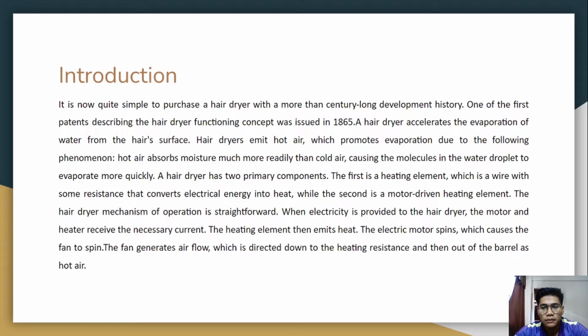The first is the heating element, which is a wire with some resistance that converts electrical energy into heat, while the second is a motor-driven fan. The hair dryer's mechanism of operation is straightforward. When electricity is provided to the hair dryer, the motor and heater receive the necessary current. The heating element then emits heat. The electric motor spins, which causes the fan to spin. The fan generates airflow, which directs down to the heating resistance and then out of the barrel as hot air.